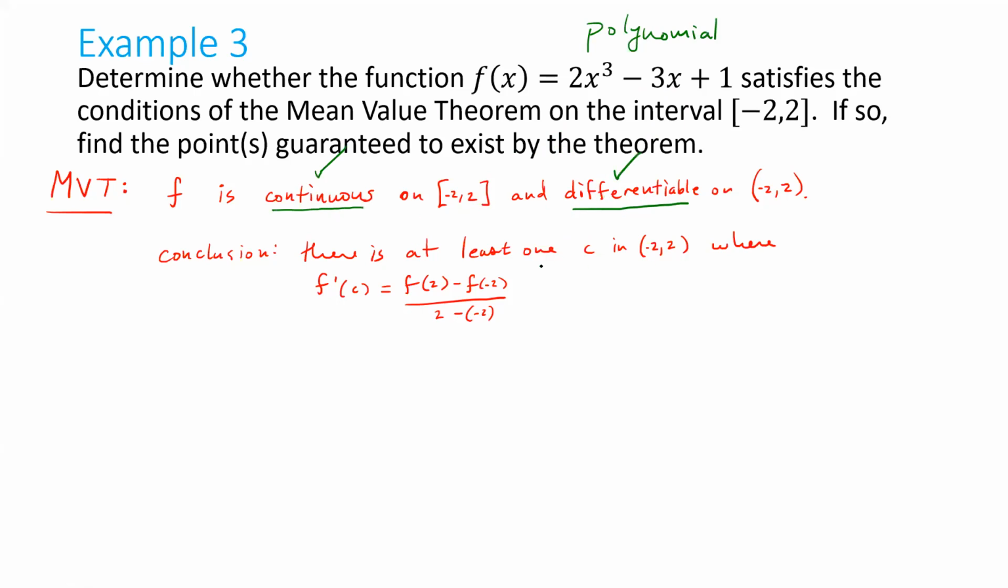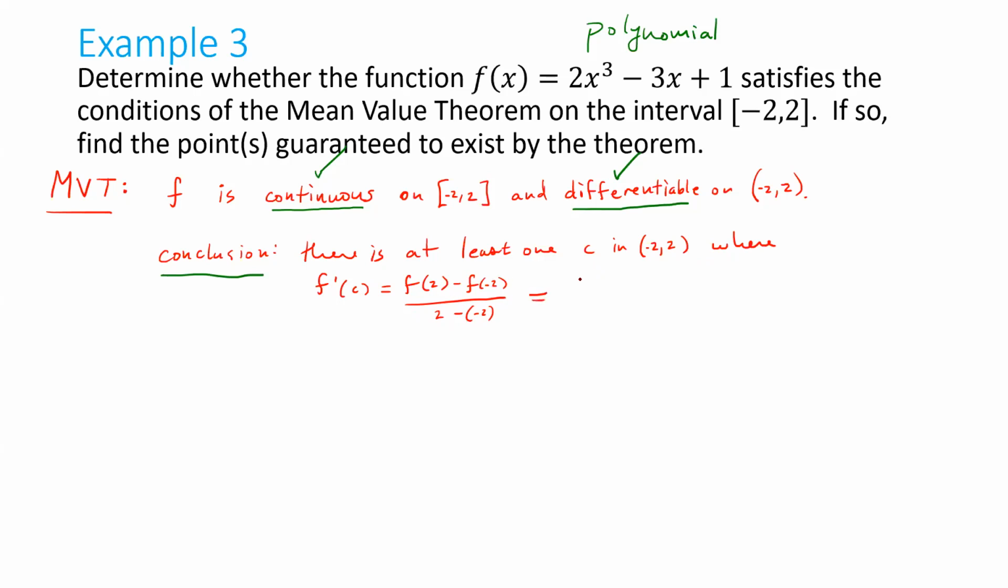Okay, so we see those two conditions are satisfied. So we know the theorem here will guarantee that there is at least one point C in the interval from -2 to 2, where the derivative at that point is equal to this average rate of change. Okay, so that's our goal, is to now solve for this point C that satisfies this condition. So let's work it out here.